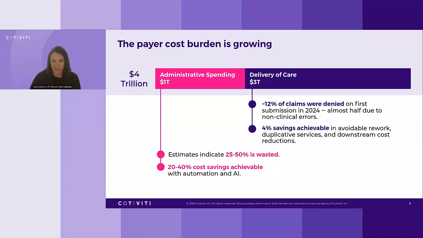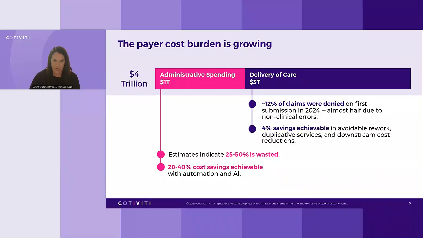Unfortunately, that spend requires attention in terms of where and how else we can combat that increasing growth. And what we have seen is that there is waste and inefficiencies that create extra work in the ecosystem. And why we're here today is to analyze that and how else and where else we can combat that rising in costs. Under the admin spend, it's projected that 25 to 50% was driven by waste, and that another 20 to 40% of cost savings could occur with automation and AI.